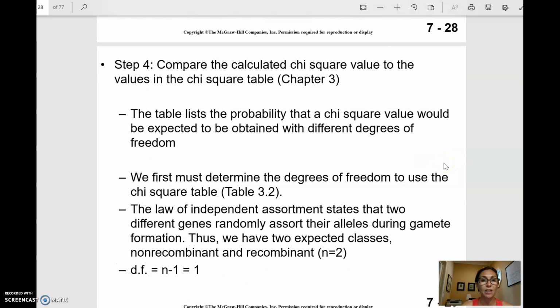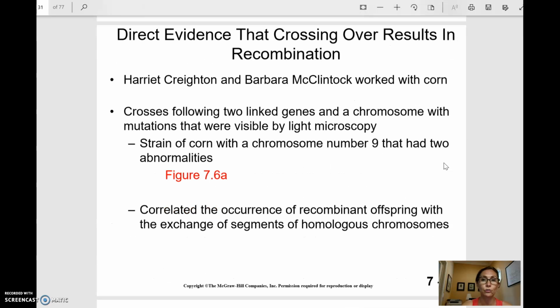Here's the math. Apply the formula. Step 4. If you love statistics, go on ahead and wrap your mind around that. That's just showing you the process that Morgan's group went through to determine whether or not crossing over gave you the recombinants, or that you could predict the recombinants. Now, direct observation was harder to do.